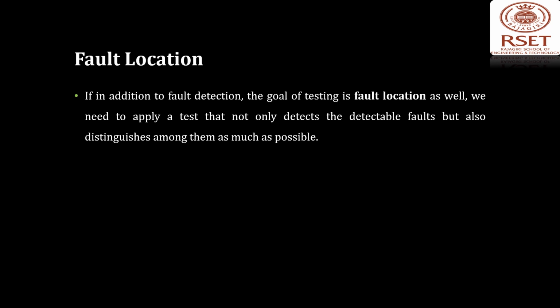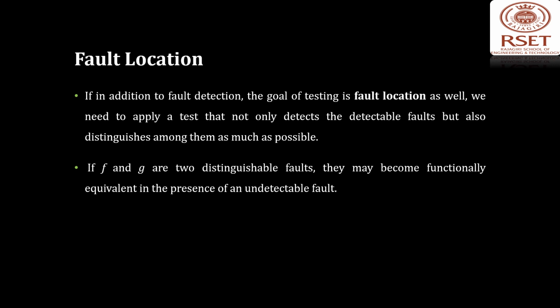Now let's discuss fault location. In addition to fault detection, the goal of testing is fault location as well. We need to apply a test that not only detects the detectable faults but also distinguishes among them as much as possible. A complete location test distinguishes between every pair of distinguishable faults in a circuit. Now, if F and G are two distinguishable faults, they may become functionally equivalent in the presence of an undetectable fault.